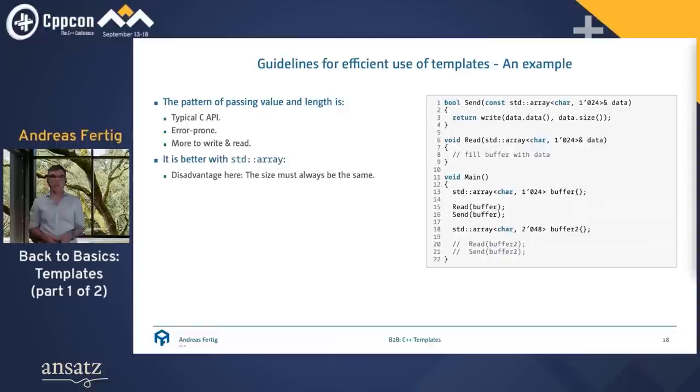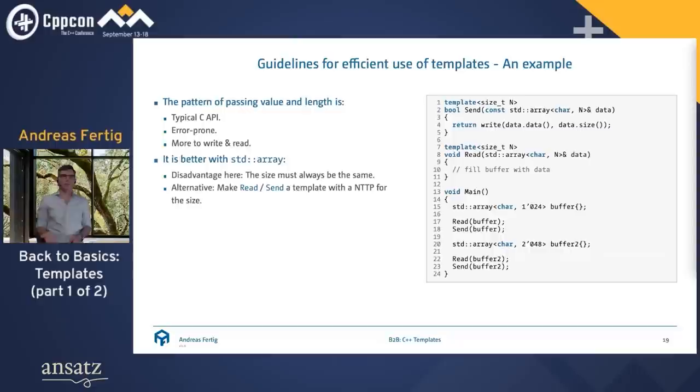So that doesn't help. What you can do, a good solution here for starters, would be making that function a template. We are keeping the standard library container, std array, and we're keeping it typed to char because that we need. But we saw the trick that the compiler can derive the size on its own. So we say, okay, let the compiler deduce the size of that thing. We do that for read and send. And now our code compiles. We are happy. That's good.